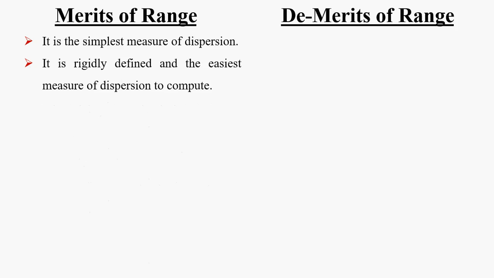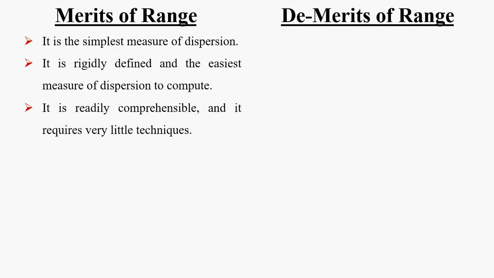Now what are the merits and demerits of range? We need to understand very clearly. Let us see first what the merits are. First merit, it is the simplest measure of dispersion. It is rigidly defined, the easiest measure of dispersion to calculate. As I told you, to find range, take the highest value, subtract the lowest value, and you get the range. It is readily comprehensible and requires very little technique.